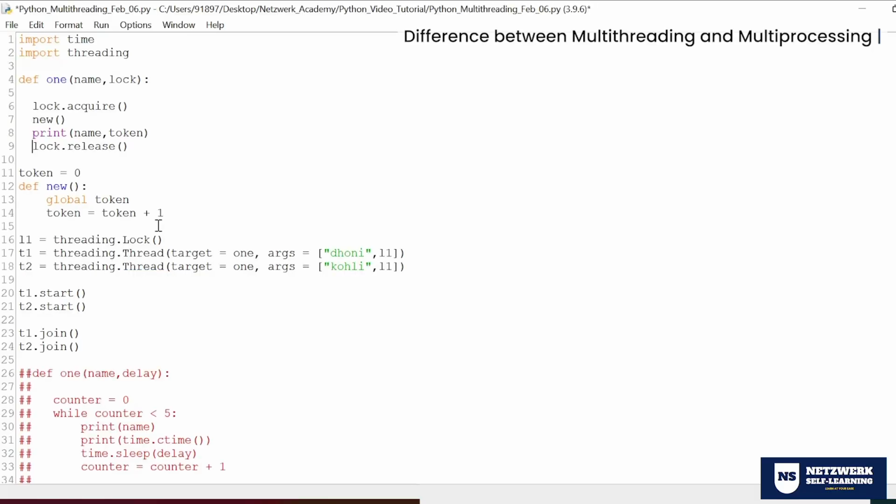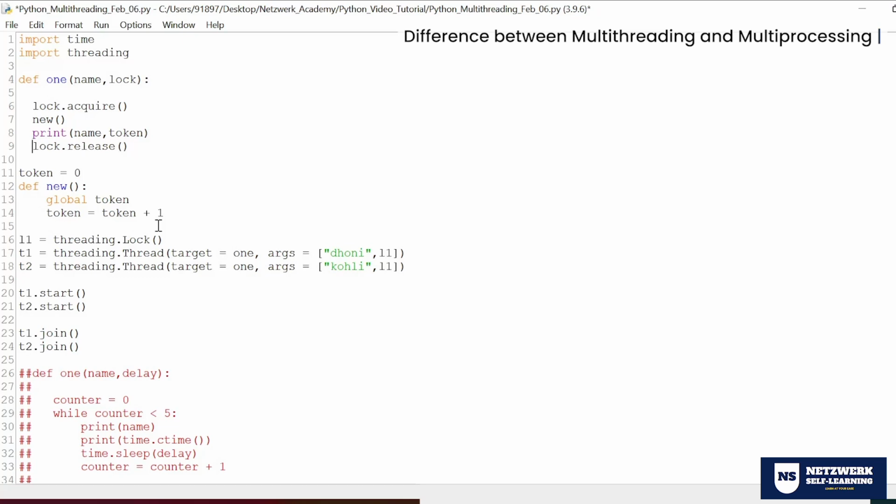Now, as I told you at the start, I'm going to take you through the difference between multi-threading and multi-process, and whether parallelism and concurrency are the same. First, I'll tell you the problem with multi-threading.